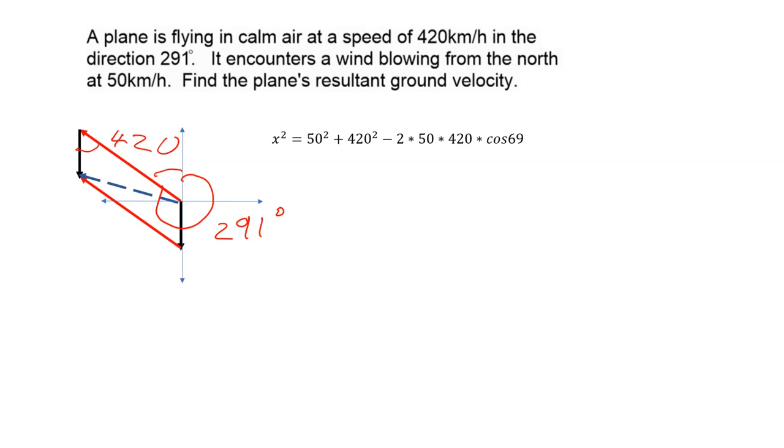All right. So the 50, which is this line right here, and the 420, which is this line right here, the angle between the two of them is the 69. That would give us the length of this line right over here, which is what we're trying to find. That's the resultant velocity right there. They didn't give us the angle between them. Now, we could have worked out the angle between them, just so you know. Here's another way we could have got that. How do you get 69?